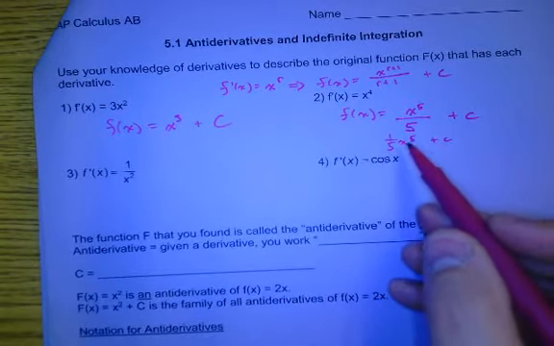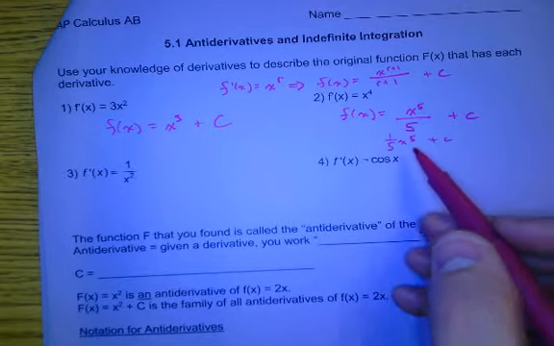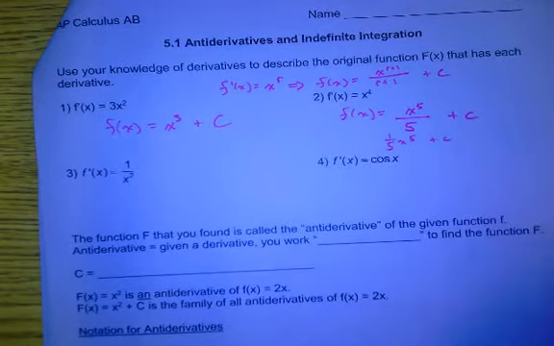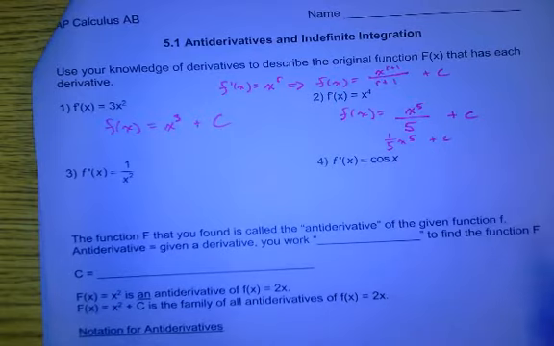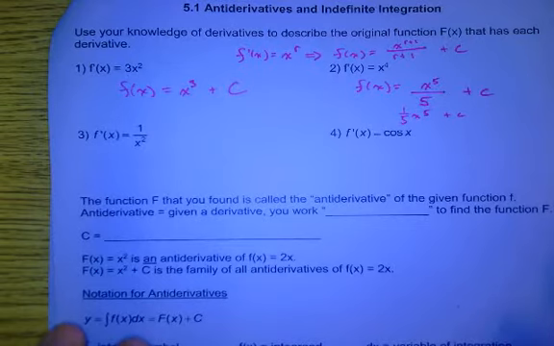If you take the derivative of 1/5 x to the 5th, what do you get? You should just get 5 x to the 4th times 1/5. Those 5 and 1/5 cancel out. You just get x to the 4th. So it's really just going backwards. Okay. All right, number 3.